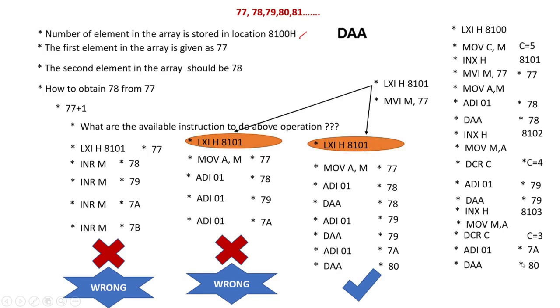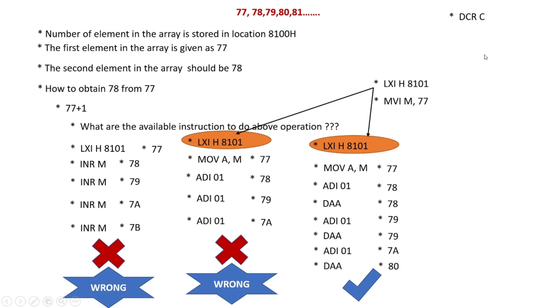Now we need to save this 80 into location 8104. For that we need to increment the memory pointer so that it will point to the next location, 8104. Into that location we need to save this result, 80. For that we can use the same instruction, MOV M, A. After completing the execution of this instruction, the content of the accumulator, that is 80, will be loaded into location 8104.